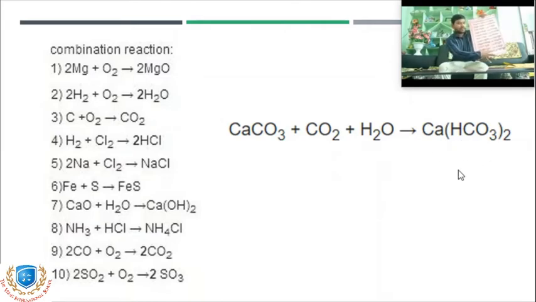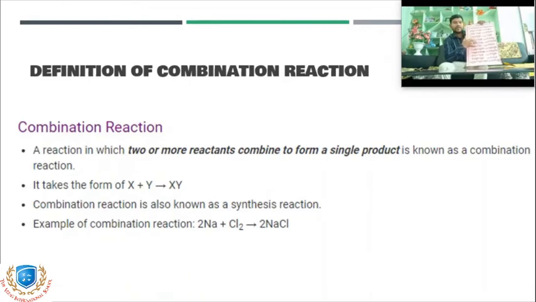Three compounds are combining to form one single compound. Here, carbon monoxide is one compound and oxygen is an element, combining to form carbon dioxide, a compound. So here one compound and one element combine together to form one compound. Based on all these examples, we can clearly discuss chemical combination. Chemical combination means one element or one compound, or two compounds, combining together to form one single compound.